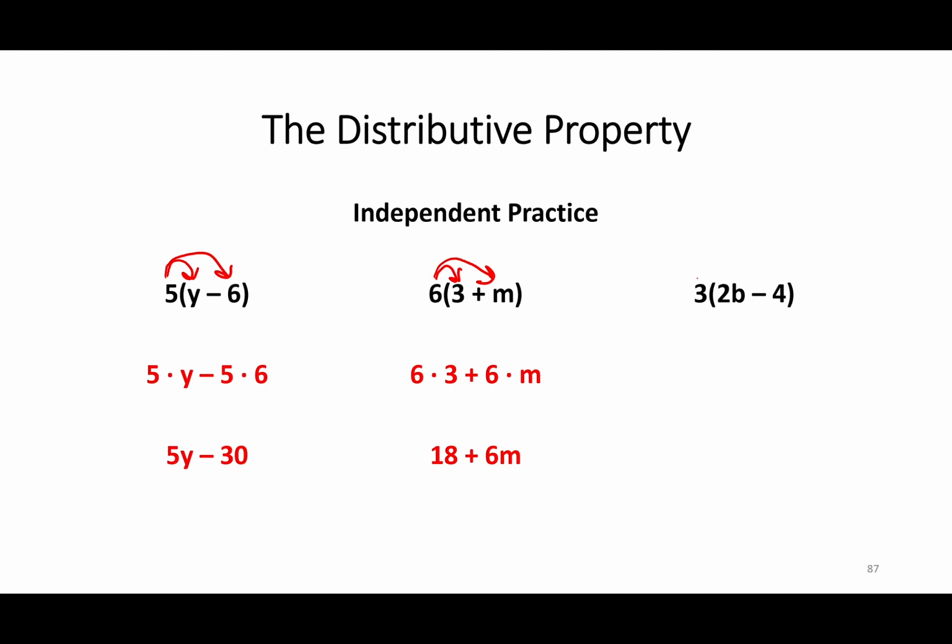Okay, so you distribute the 3 to this 2b, and you also distribute it to the negative 4, to the minus 4. Okay, 3 times 2 is 6. Let's keep that b there. 3 times 4 is 12. Great. That's it. That's literally all it is.